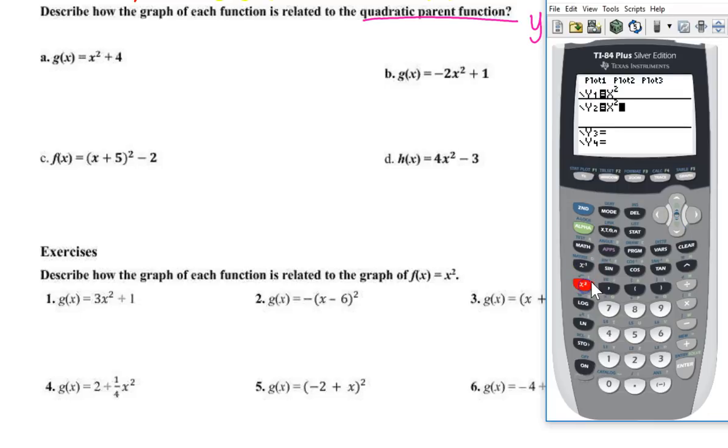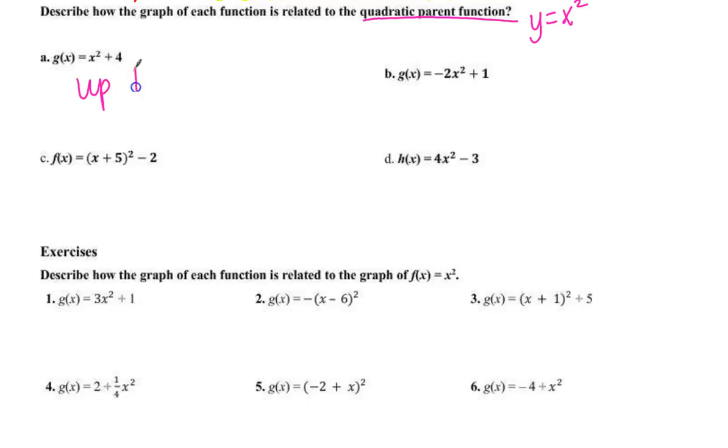So x squared plus 4. And then I graph it. So there's my original, and there's my new guy. So it's not getting wider or narrower, but it did go up 4. So you're just going to write up 4. Did it become negative and shift down? Or no, just moved up 4. So up 4.